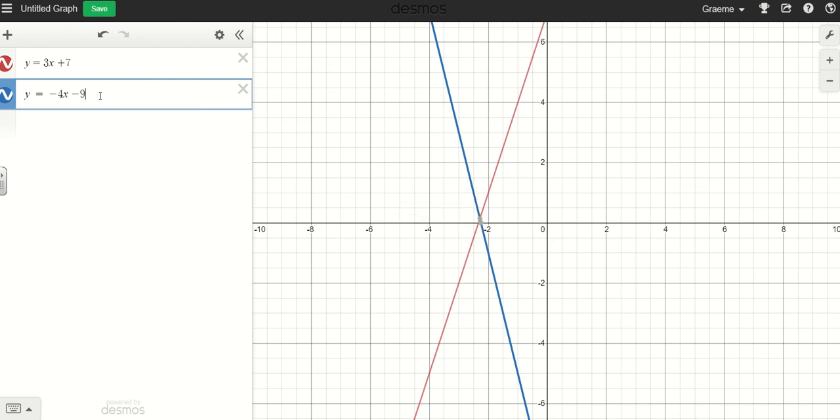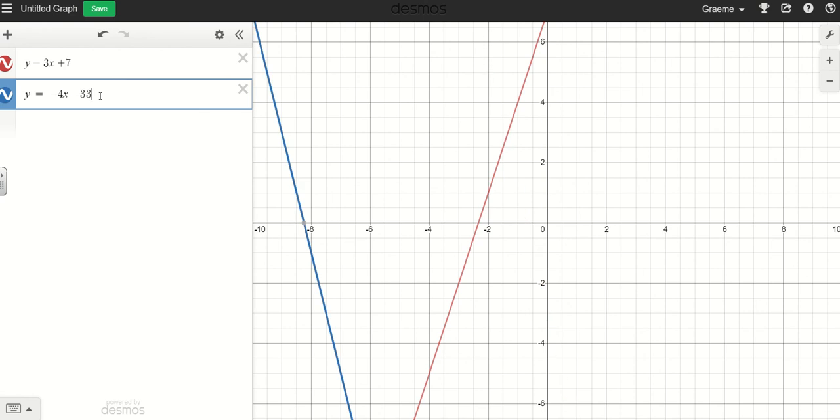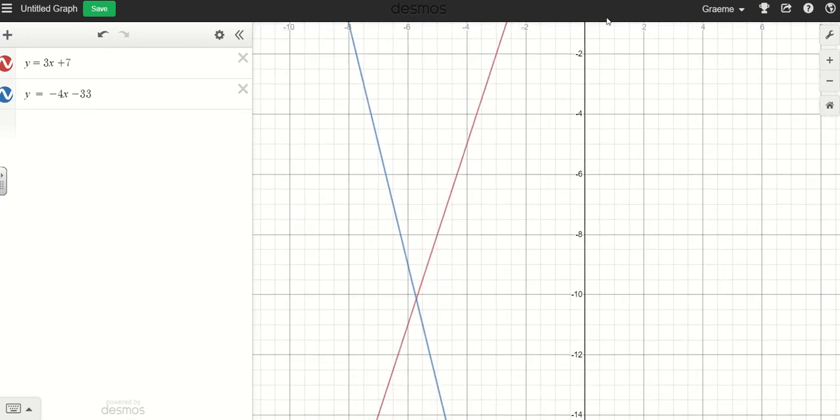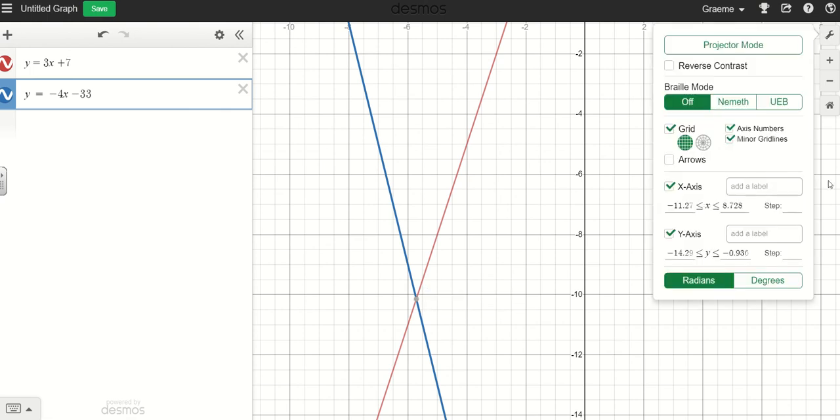What happens if I were to change this y-intercept to negative 33? Well, the intersection isn't on my screen. So I have some options. I can move my graph until I find an intersection point, and then I can click on it. Or I can always go to my wrench and change my y-axis and x-axis views.